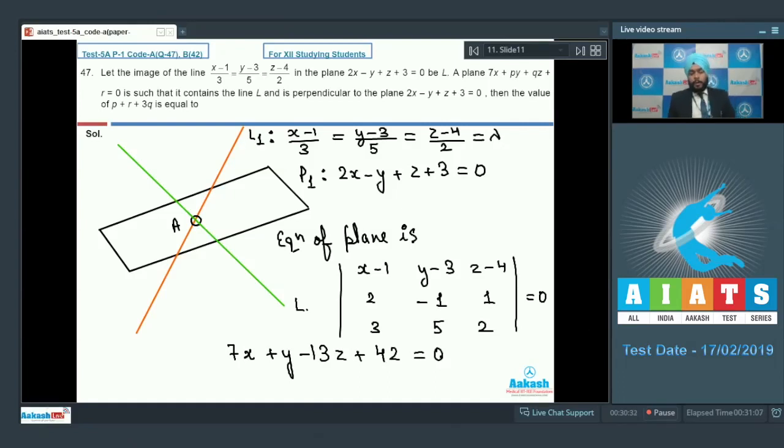In one line we have solved the question. So P is 1, Q is minus 13, R is 42. The answer of the question will be P plus R, which gives you 43, minus 39, which is 4. So 4 is the answer for question number 47. Let us move on to 48.